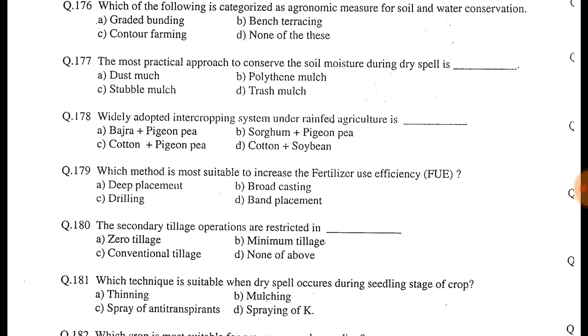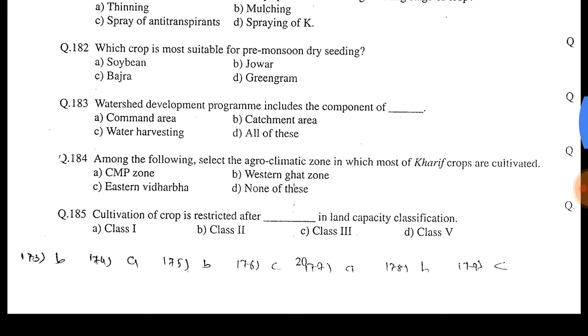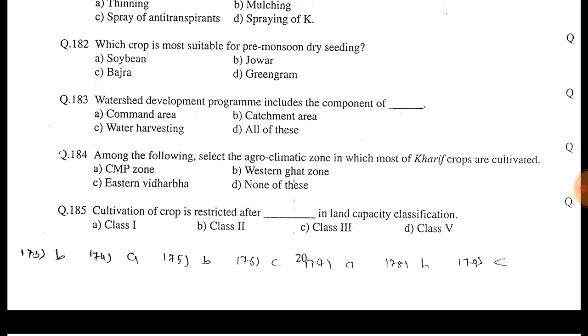Question number 181. Which technique is suitable when dry spell occurs during seedling stage of crop? Thinning. 182. Which crop is most suitable for pre-monsoon dry seeding? Green gram. 183. Watershed development program include the component of all of these: command area, water harvesting, catchment area.